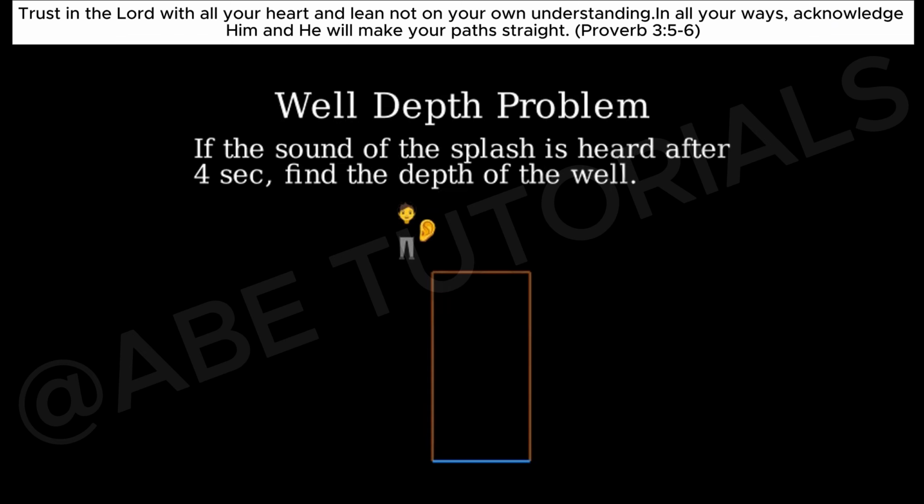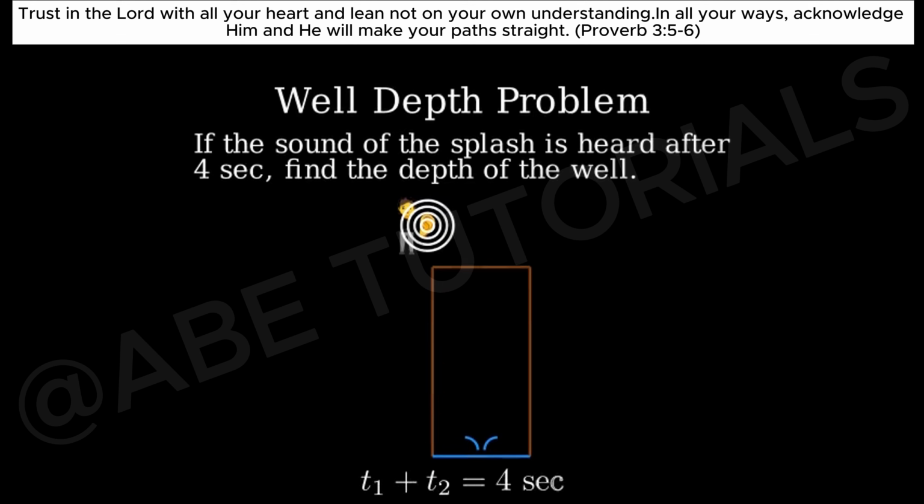We're given that it takes 4 seconds from the moment we drop the stone until we hear the splash. This total time consists of two parts: the time t_1 it takes for the stone to fall and hit the water, and the time t_2 it takes for the sound of the splash to travel back up to our ears. We know that the total time is 4 seconds, so we can write t_1 plus t_2 equals 4 seconds.